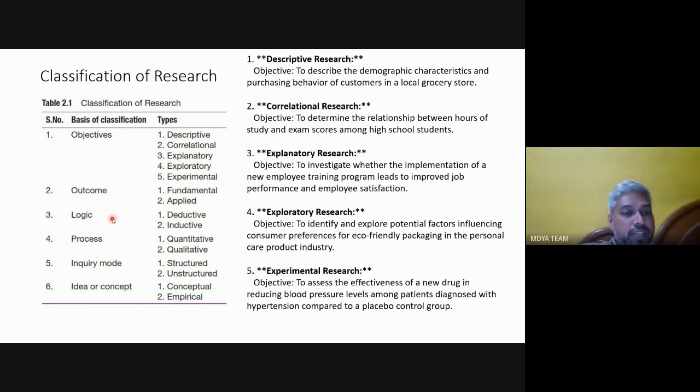And after that, the logic basis is logic. So in logic, what approach have we used? We use deductive logic or inductive logic. Deductive means top to bottom, and inductive means bottom to top approach, meaning theory to specific and specific to theory.